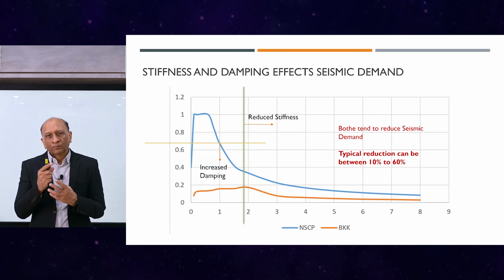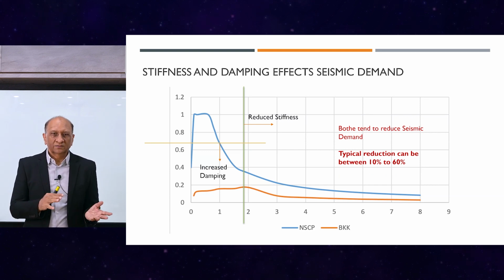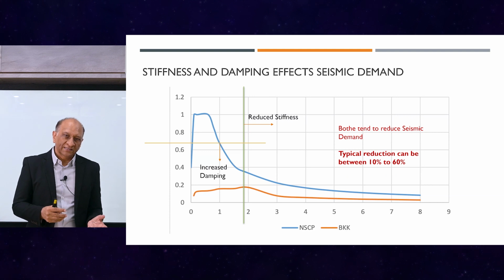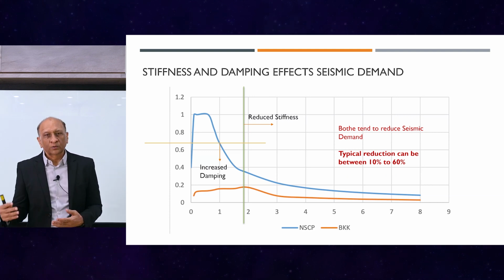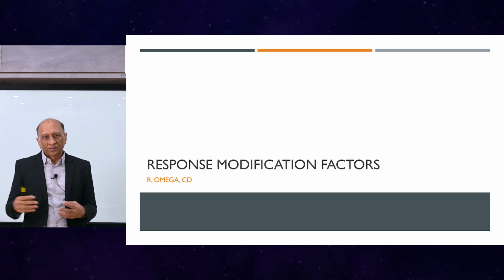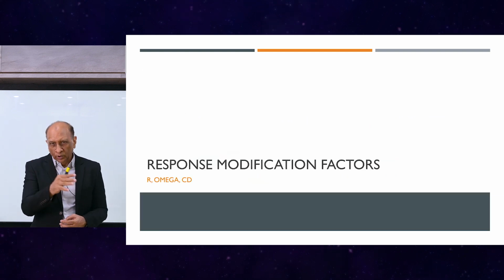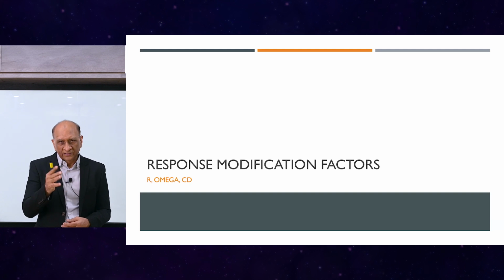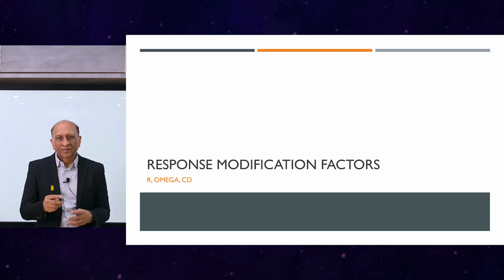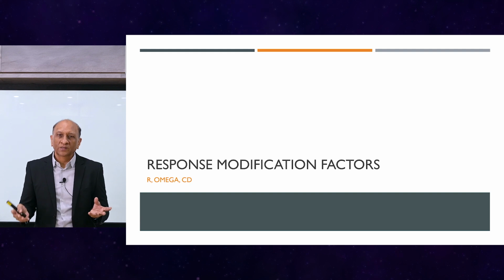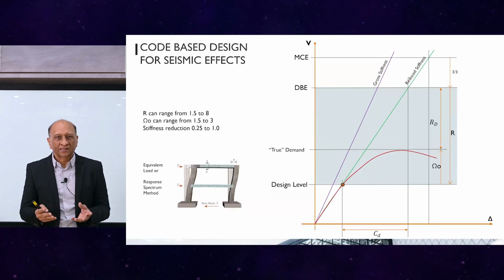So both omega and R are opposite sides of the same coin. One is trying to reduce the demand, the elastic demand, to the design level. Another one is amplifying the demand to account for the real capacity because of so many factors. Both of them have two subcomponents, which I will show in the next slide. They're very similar to each other, and sometimes they can be equal, bringing the demand back to the elastic demand.